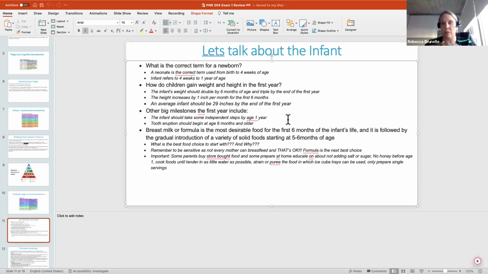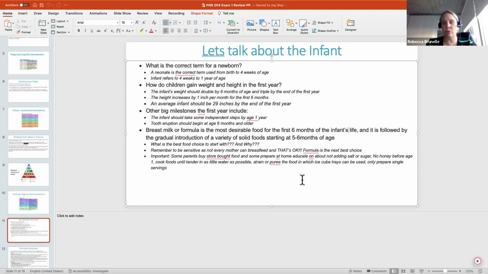So you definitely need to be able to pinpoint at certain points, if they're not doing something, they're not meeting their milestone, and you would need to intervene. So the big one for a year is definitely they should be standing and they should be taking their first steps. In terms of feeding, the first 6 months should be breast milk or formula. We encourage breast milk, but never judge someone that's giving formula.